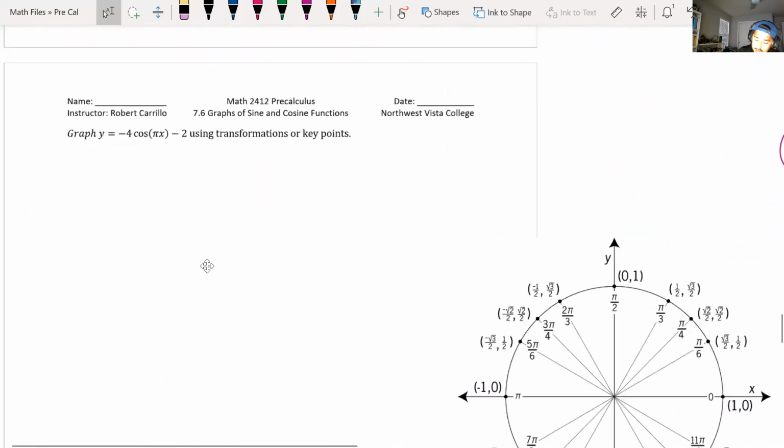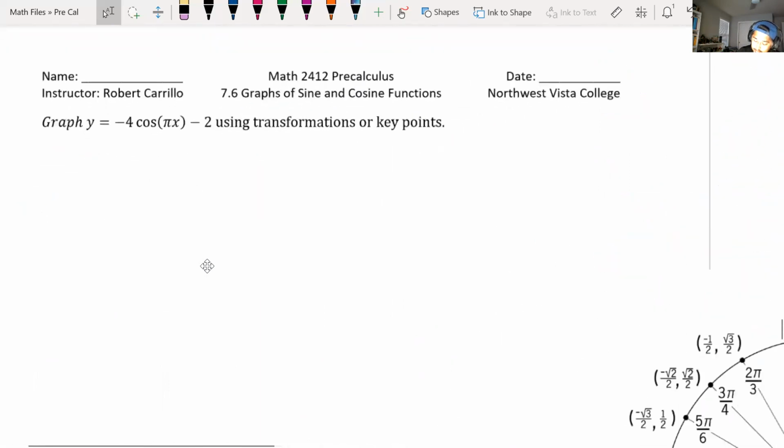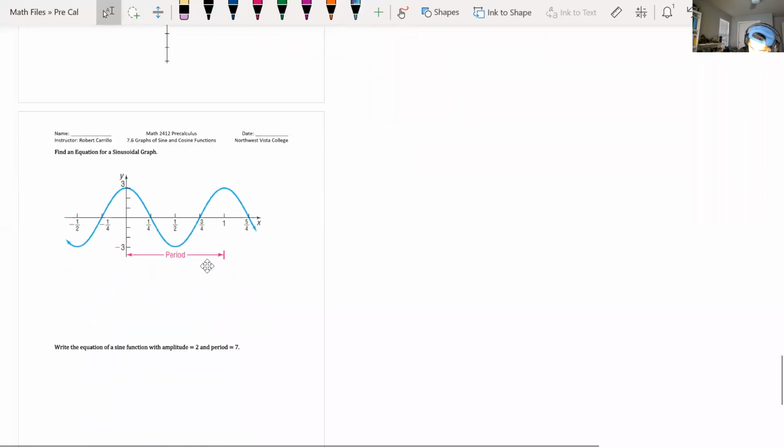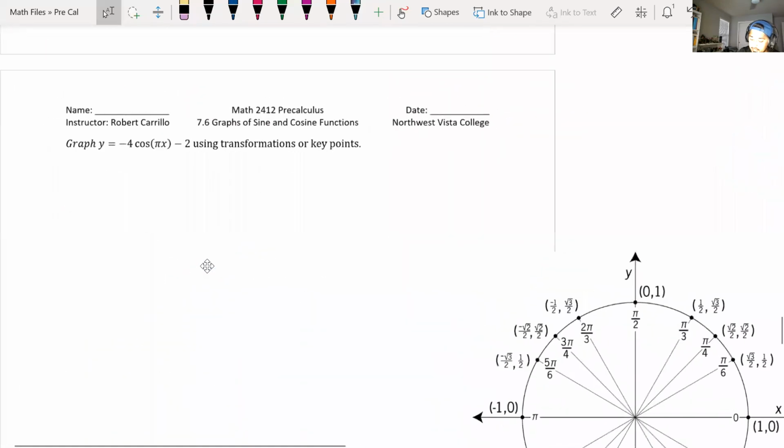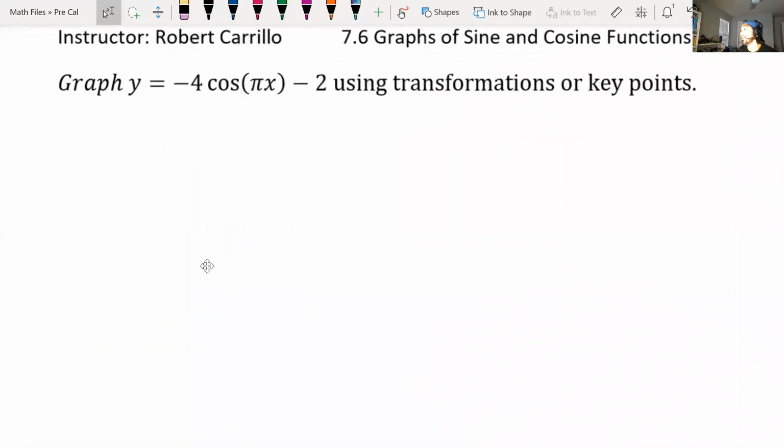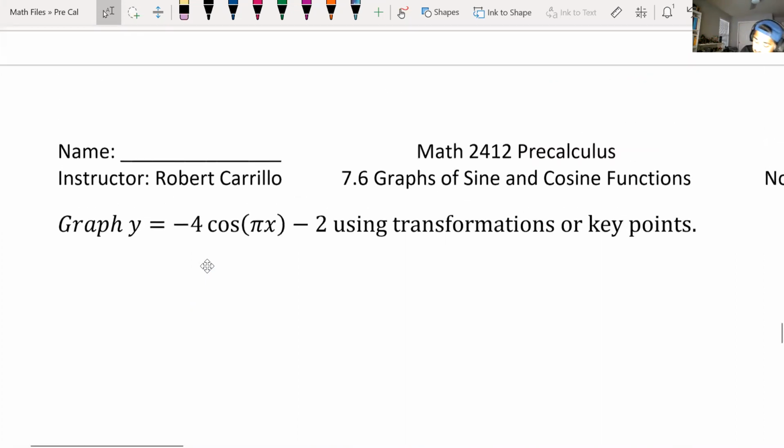Okay. So let's go ahead and practice graphing these. What do we have? Just these two left. Perfect. Okay. So like I said, I'm doing it by transformations. I mean, I do have all the time in the world to show key points if anybody wants me to, but let's go ahead and do this by transformations.